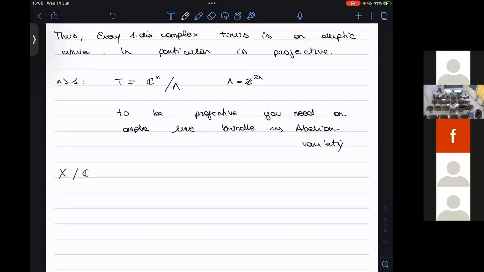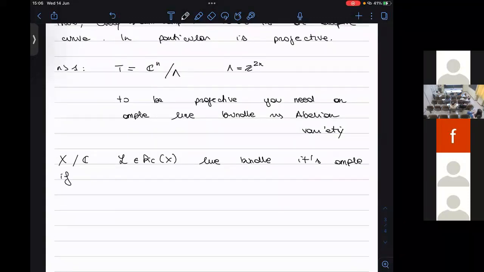In this case, an ample line bundle, you can assume that, in general, you have a complex manifold. You can consider a line bundle, so something which is in the Picard group, for example. It is ample if there is an n such that some power of it is very ample, which means that the map that you can construct from that line bundle is an embedding.